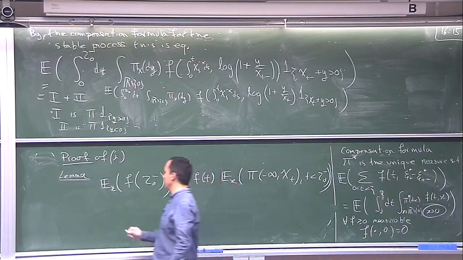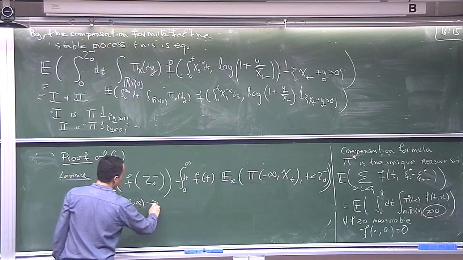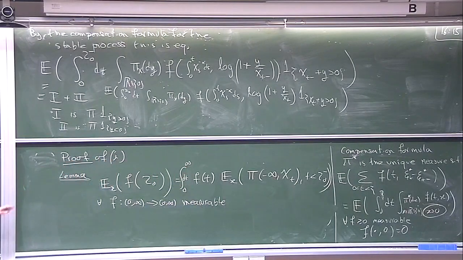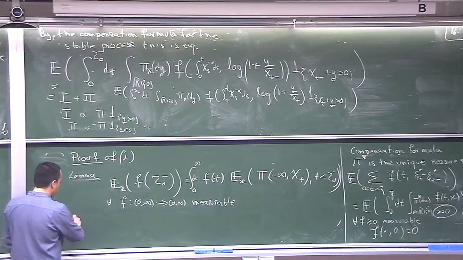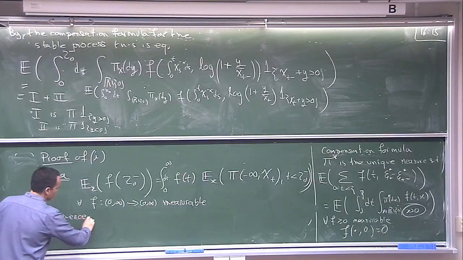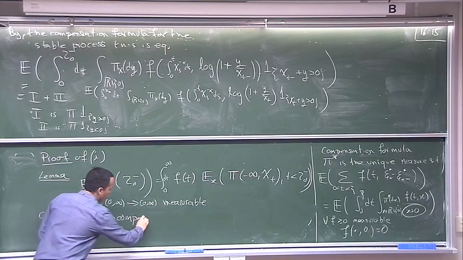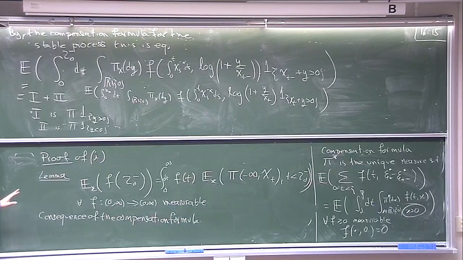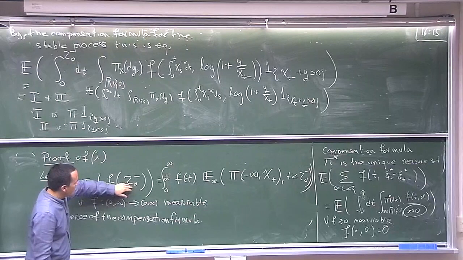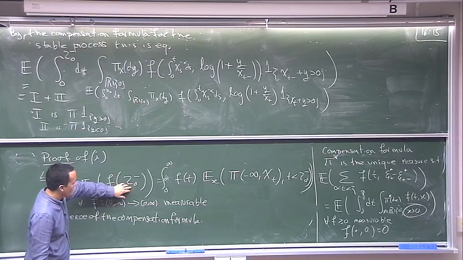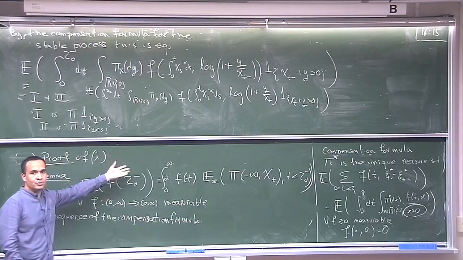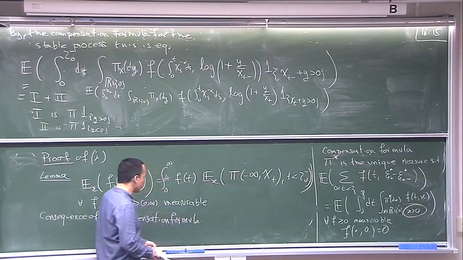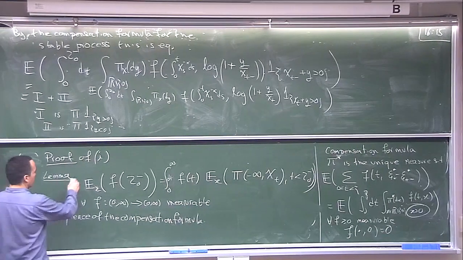For any f from 0 to infinity into 0 infinity measurable. Okay. This is a consequence, again, of the compensation formula. And the reason for that is that tau 0 minus will happen at the first time where the process jumps from a position above 0 into a position below 0, okay? And instantaneously, that happens with this rate. It's easy. I will suggest this as an exercise.